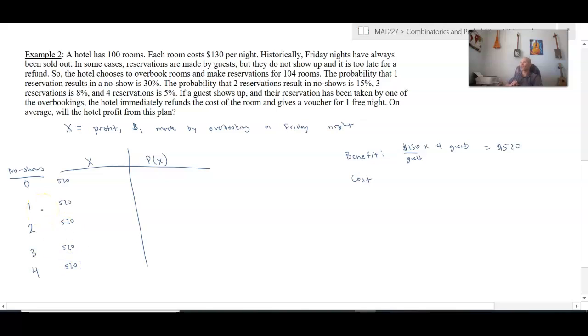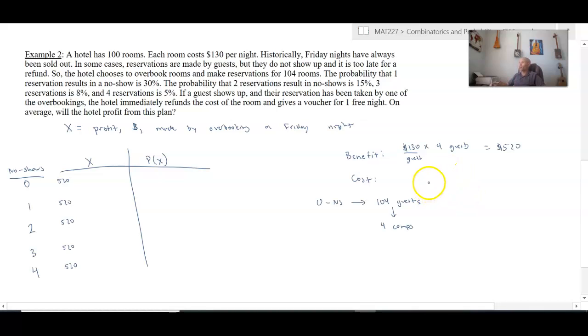Let's analyze the situation in which there are 0 no-shows. So if there are 0 no-shows, then what that means is that 104 guests appear, and that means we have to pay out 4 what I'll call comps. They're going to have to comp 4 of those guests because they don't have rooms for them.